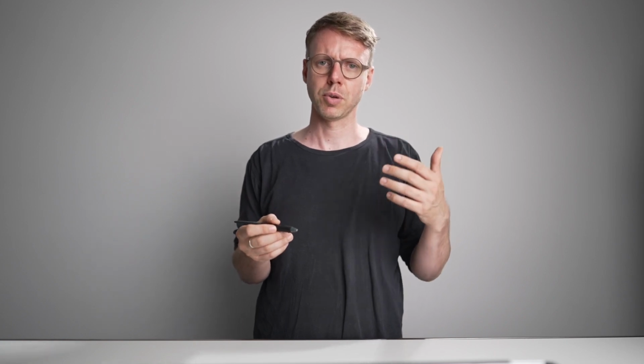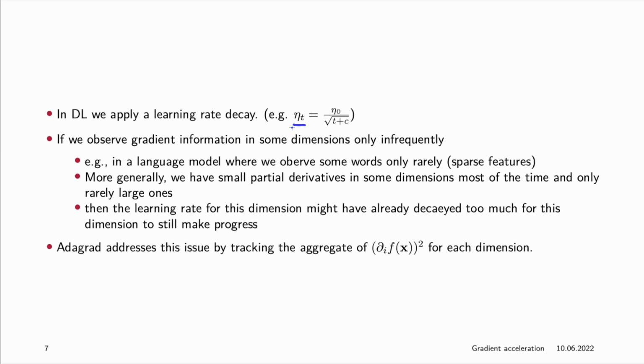In deep learning, we typically reduce the learning rate over time according to some schedule. For example, we may say that the learning rate eta at time step t is given by the initial learning rate eta 0 divided by the square root of the time step t plus a smoothing constant. Now, in order to motivate the next gradient acceleration method, let's say that we have a learning problem where for some of the weight dimensions we observe very little gradient information most of the time, and only very infrequently we actually observe, for example, a training example where this feature becomes relevant and the gradient becomes large.